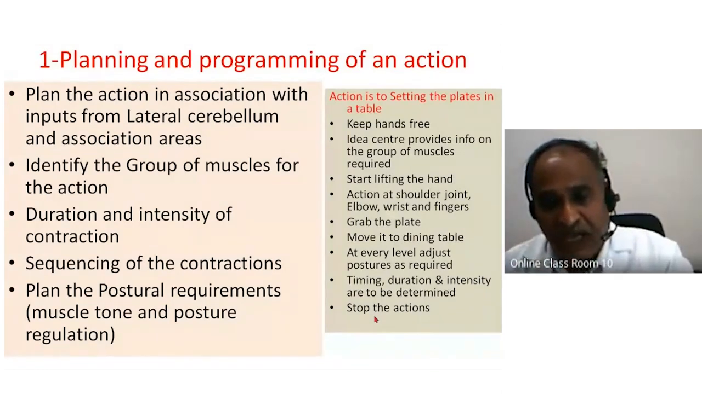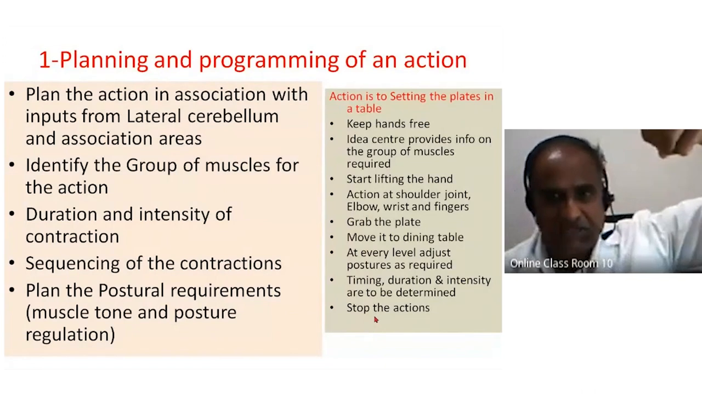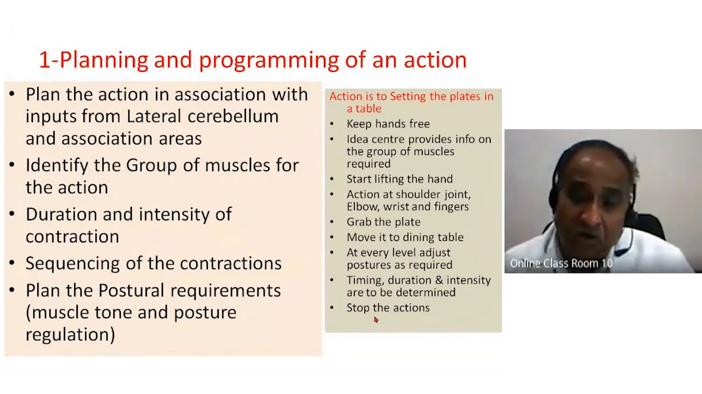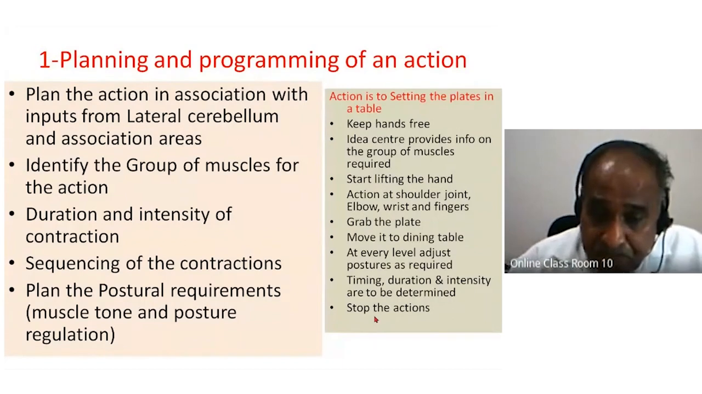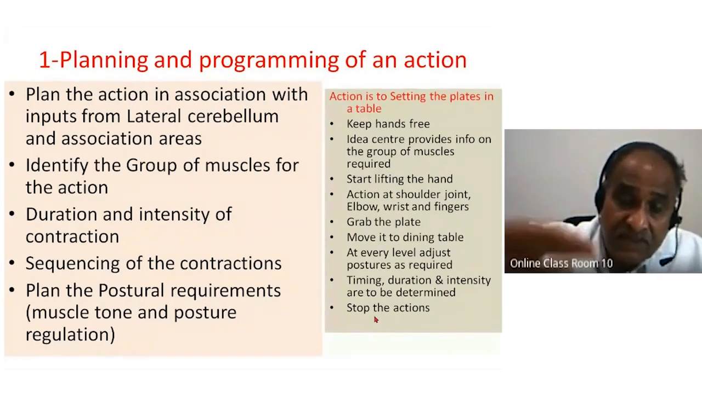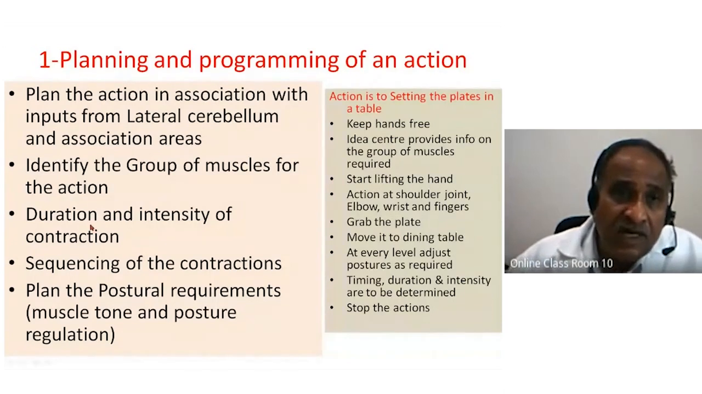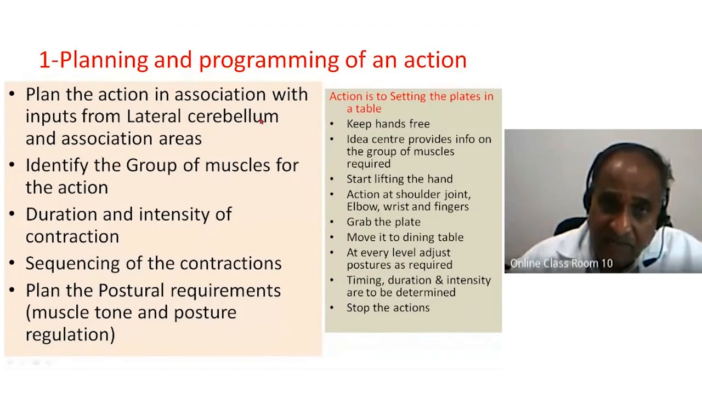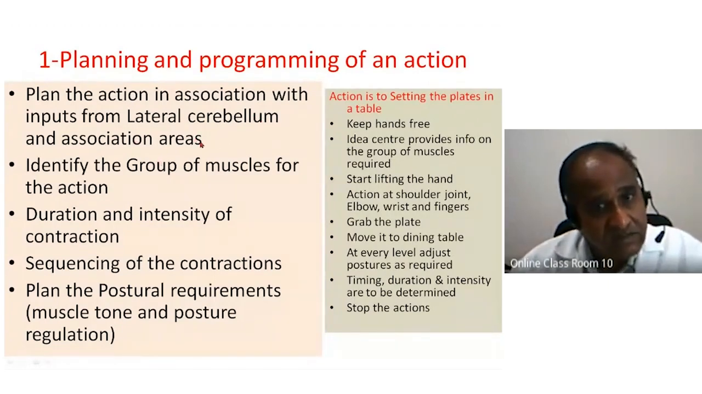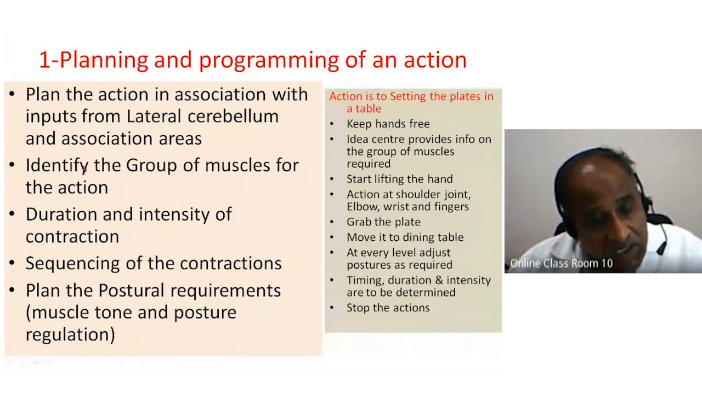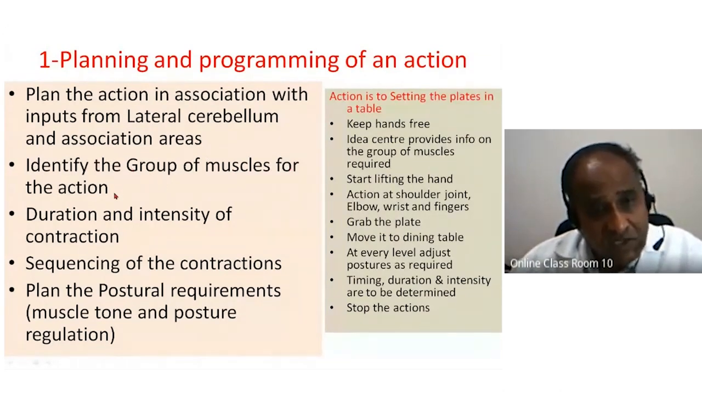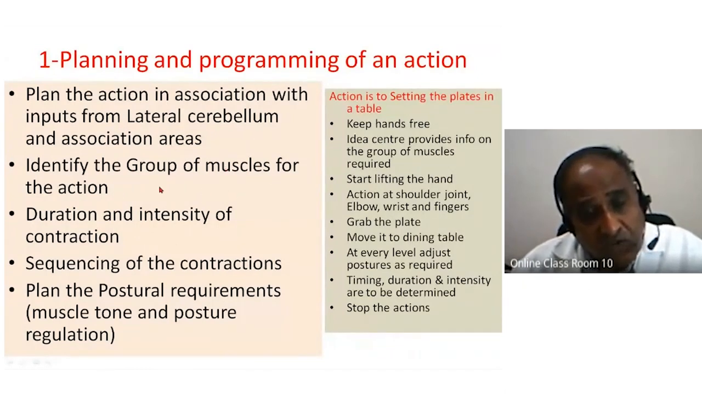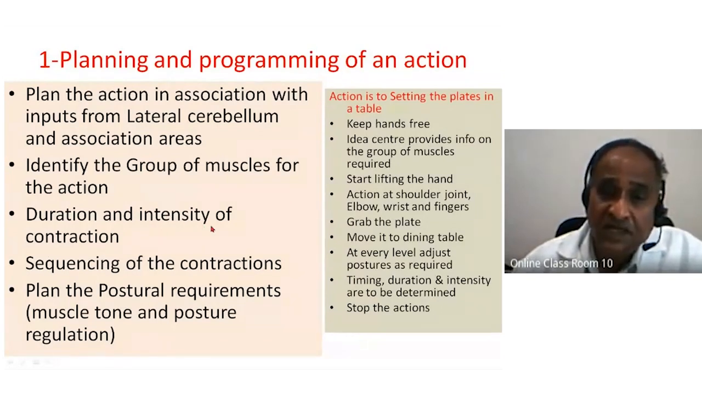Maybe I have not given the total sequence of the events. The sequence of events is much, much longer than what I have described here. Now, I read it here: plan the action in association with the inputs from the lateral cerebellum and the association areas of the brain. And now identify the group of muscles for the action. Once you identify the group of muscles for the action, how long each of these groups of muscles is to be activated in sequence has to be determined.